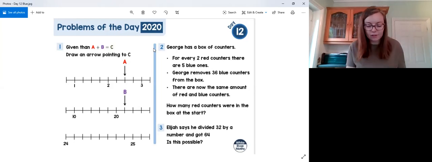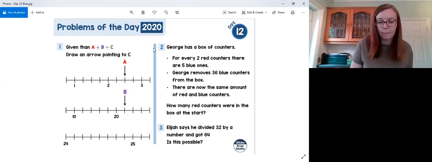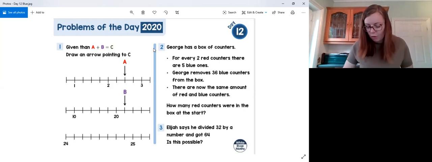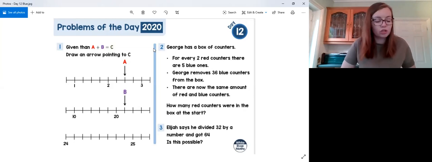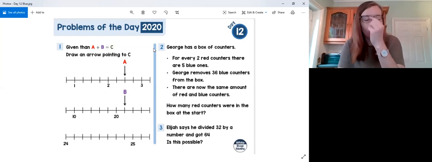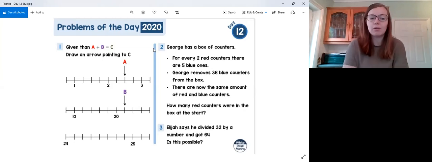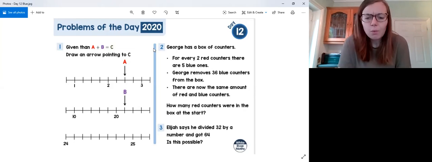Okay, nearly there for today then. So we are now going on to question 3, which says that Elijah says he divided 32 by a number and got 64. Is this possible? Have a think, pause it and try and explain it to a parent or sibling and tell me, what do you think?